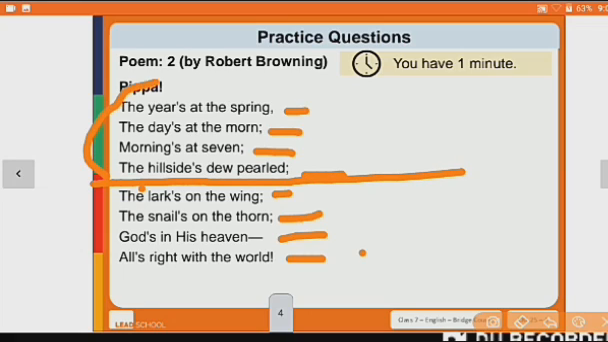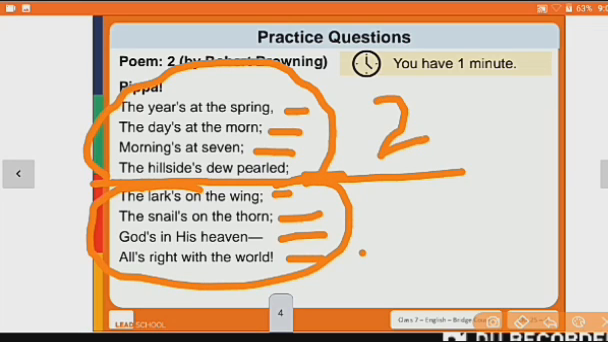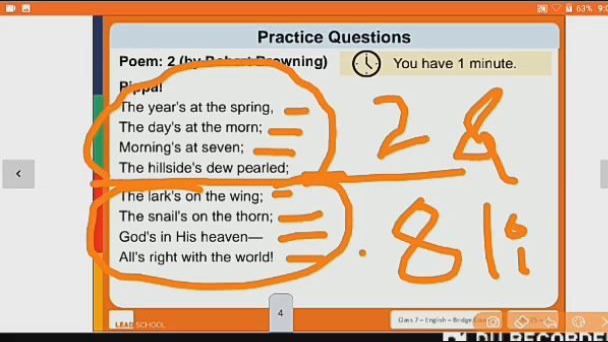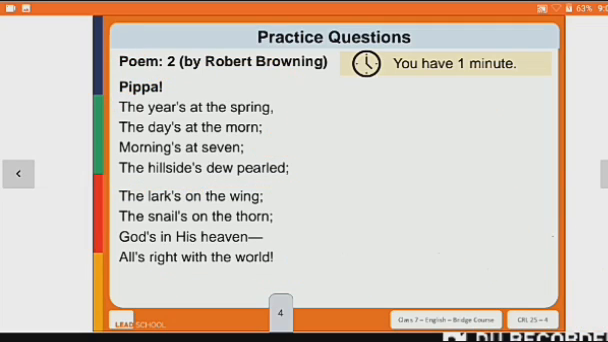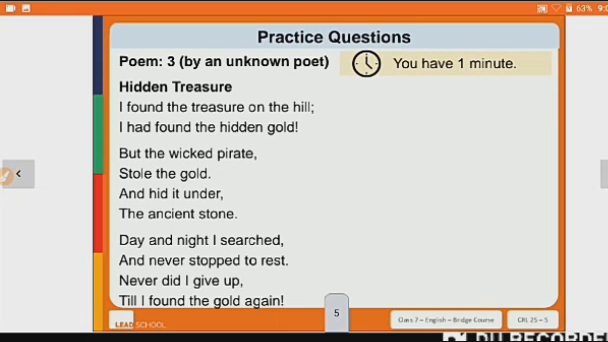So here we have two stanzas and how many lines? 8 lines we have. Okay, so in the second poem we have 8 lines, 2 stanzas. So this is the way how to find out the stanzas. Okay, then the third, here you have to identify. Now it's your time to identify the lines and stanzas.